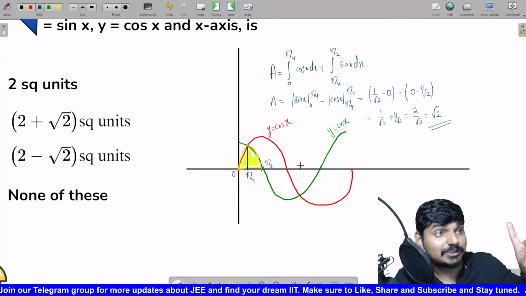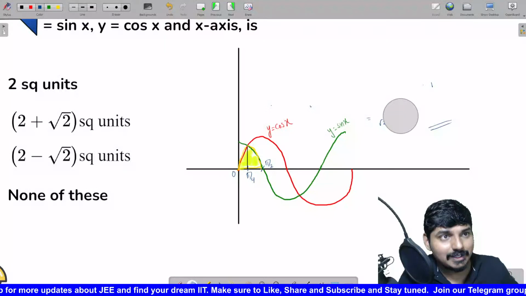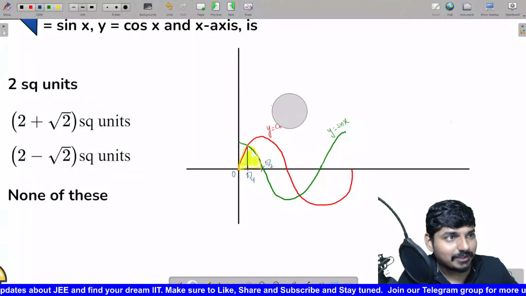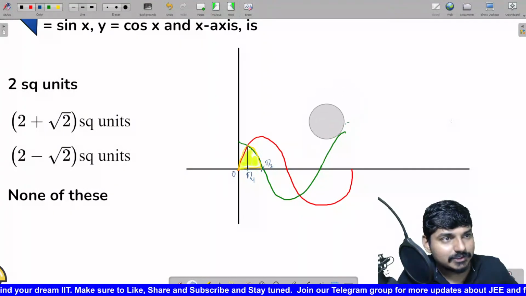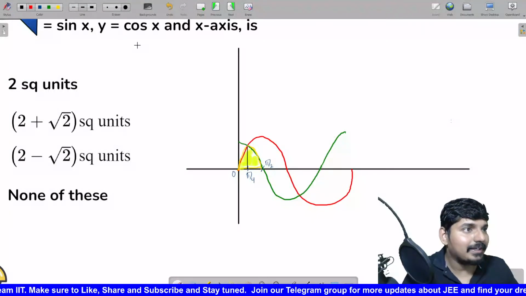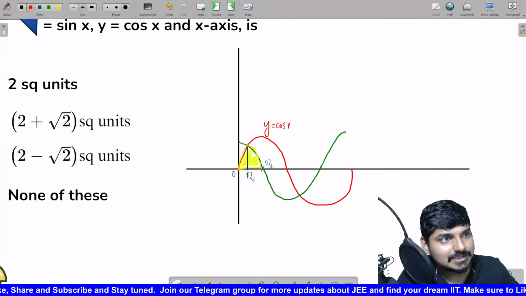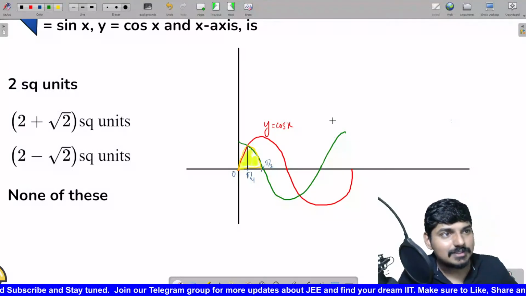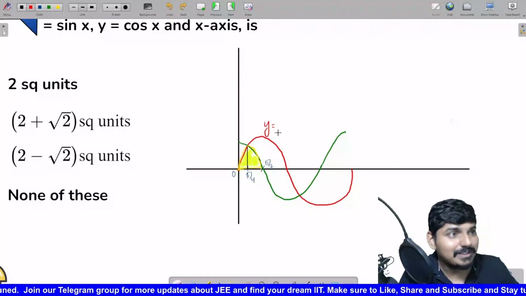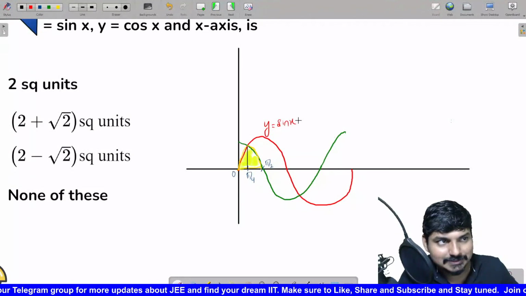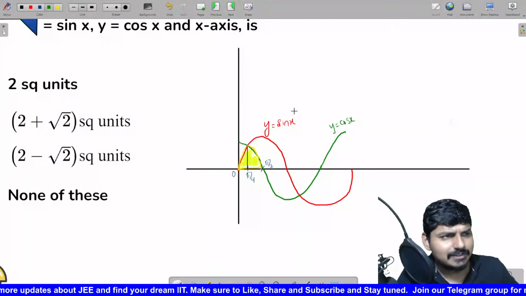I'm very sorry guys, I think I have made a very small mistake. Guys, this is not the cos x curve. The red one is the sin x, and the green one is cos x. I'm very sorry, I'm making the same mistake again. The red one is going to be the sin x, and the green one is going to be the cos x. I'm very sorry guys, that was my mistake.